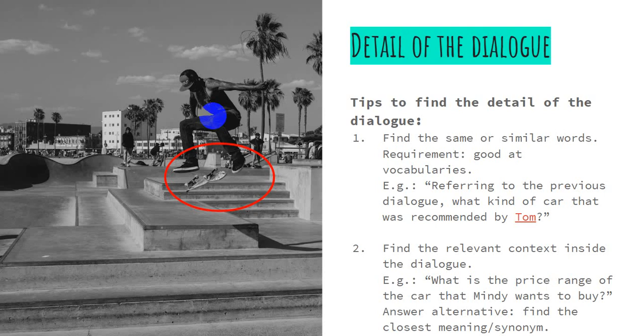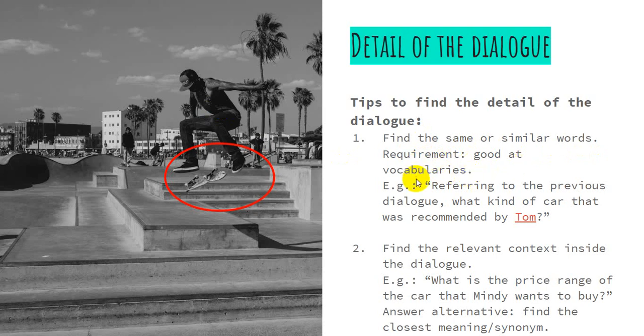Okay. After you comprehend how to find the topic of the dialogue, now I'll go on to the third part of this presentation. Namely, you have to find the detail of the dialogue. How to find the detail? Namely, you have to find the same or similar words. What should we be good at? Well, of course, you should be good at vocabulary.